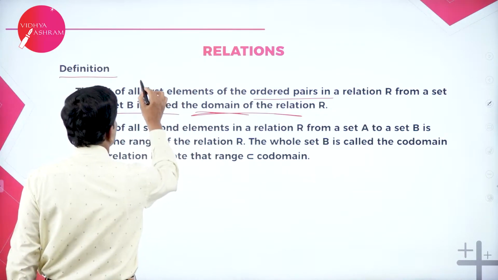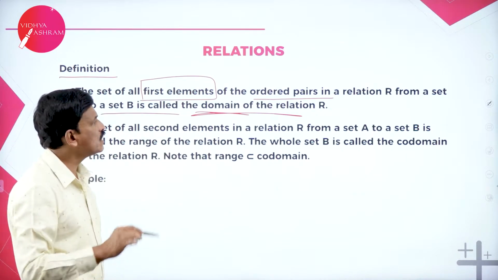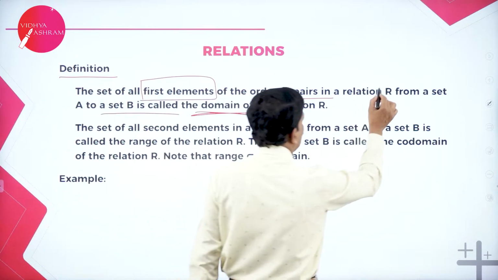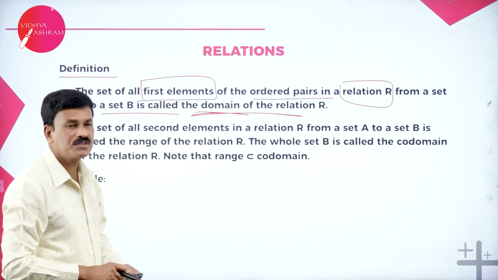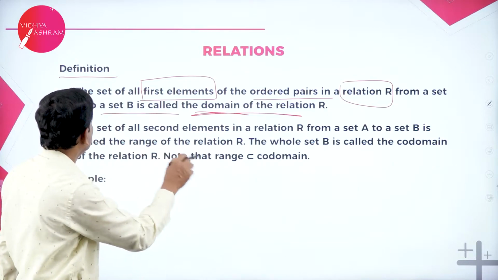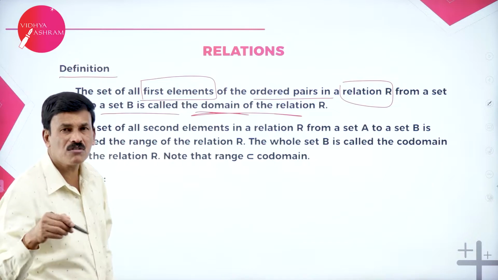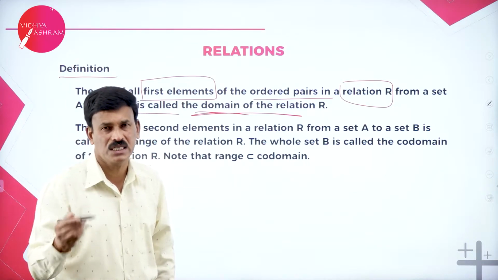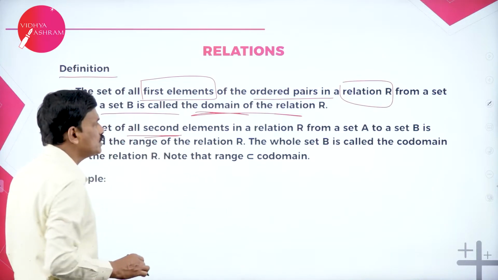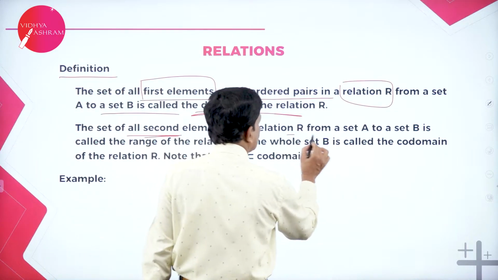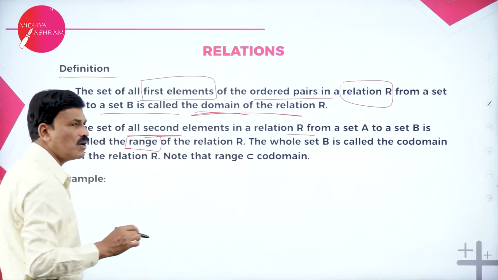This is a very important point. The set of all first elements of the ordered pairs of the relation R, that is, the set of all first elements of the relation from a set A to set B, is called the domain of the relation. Domain means the set of all first elements of the relation. Now, the set of all second elements in a relation R from A to the set B is called the range.